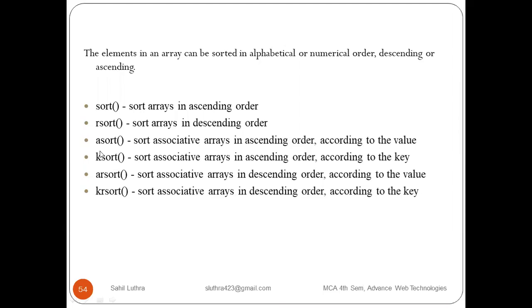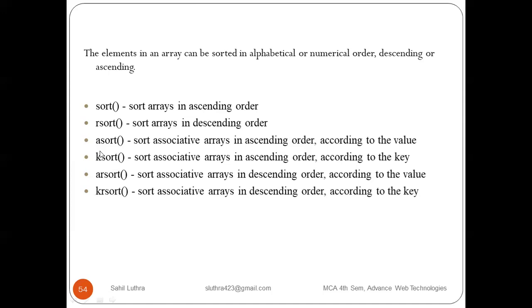arsort is basically used for sorting the array according to the value, but the difference between arsort and asort is that in asort we are using ascending order, but in arsort we are using descending order. And the next one is krsort. So the major difference between ksort and krsort is that in ksort we are sorting our array in ascending order according to our key, but in krsort we are going to sort our array according to the key with the help of descending order.